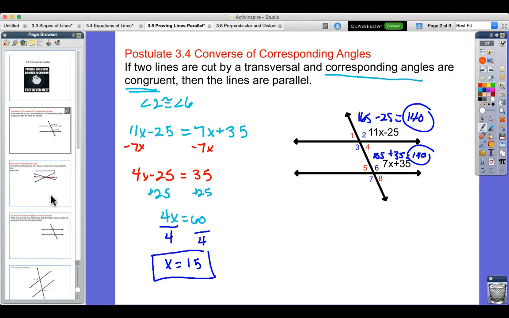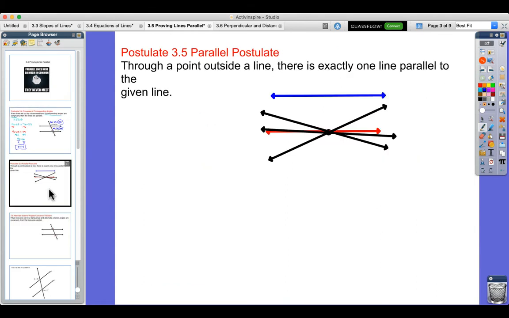All right, next one here. It's called the parallel postulate. This is important because sometimes you have to make up your own line. It's saying that through a point outside a given line, there can only exist one parallel line. I can draw an infinite number of lines through that one point, but there will be only one that is parallel to it.